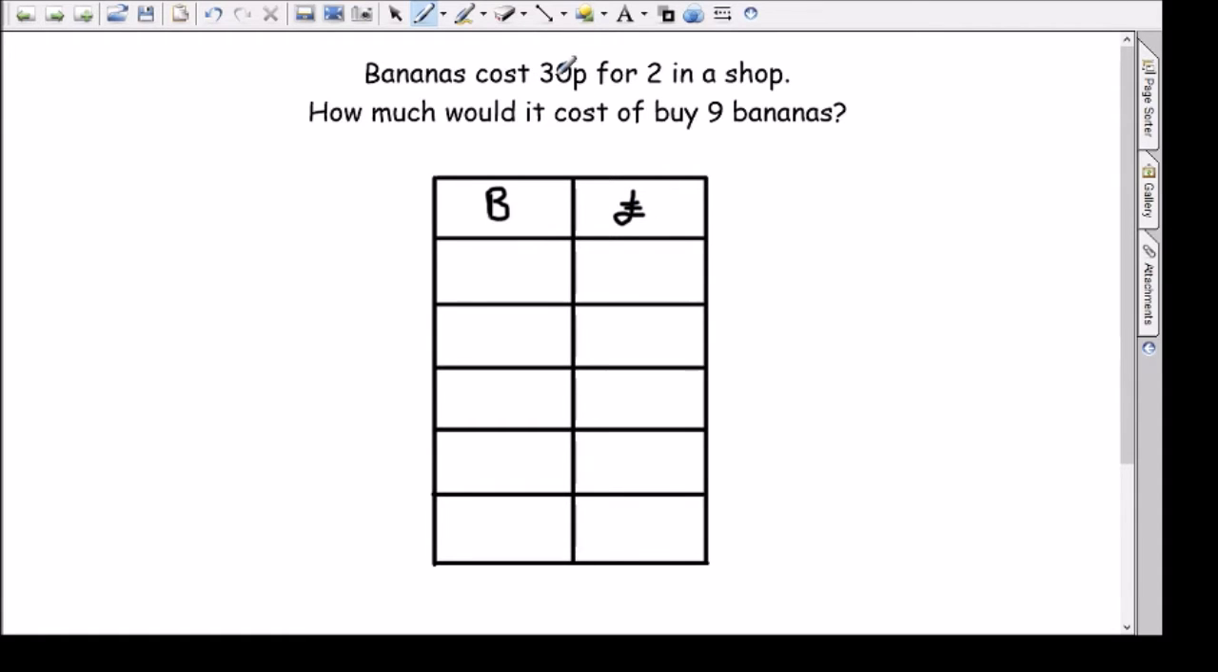Okay, so what we're told is that 2 bananas cost 30 pence. Okay, so we're going to use this, and they're called ratio tables because we're using ratio to work it out. If I've got 2 for 30 pence, I can work out how many 4 cost. We double each side, don't we? From 4, what could I do from there? Maybe I could go to 8. I can double again, and I've got £1.20.